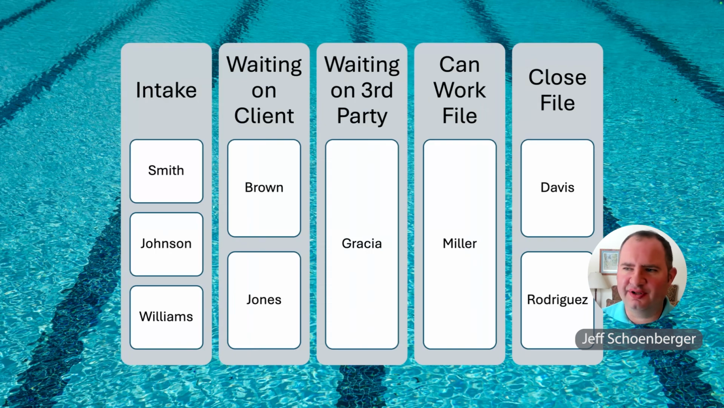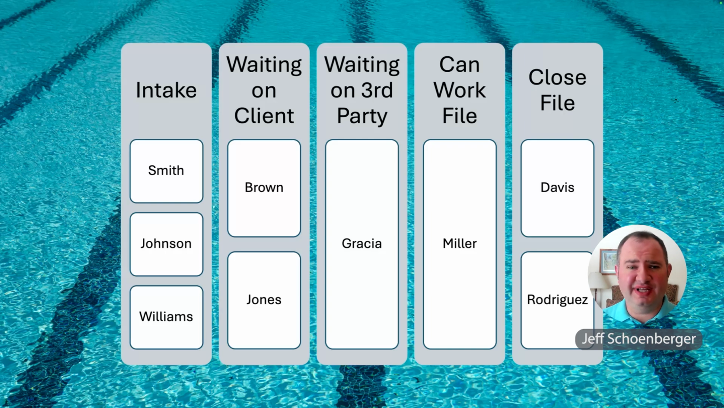I could be waiting on the client. I could be waiting on a third party. Maybe it's some asset information that I need from a bank. Maybe I'm waiting on discovery from another party or from the state. Then I can work the file, and eventually I can close the file.